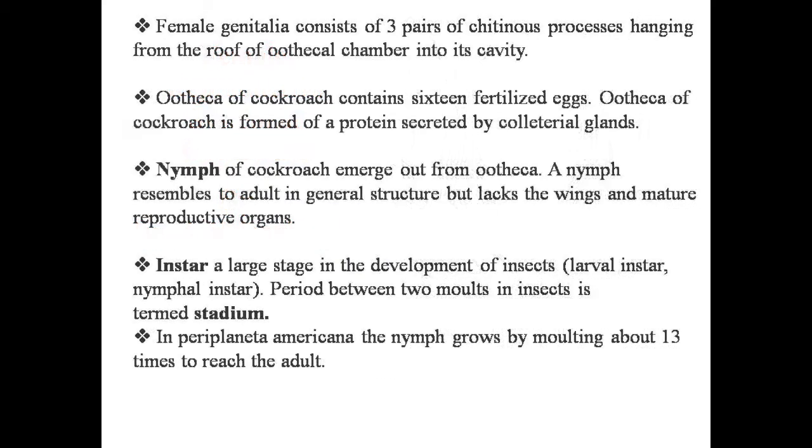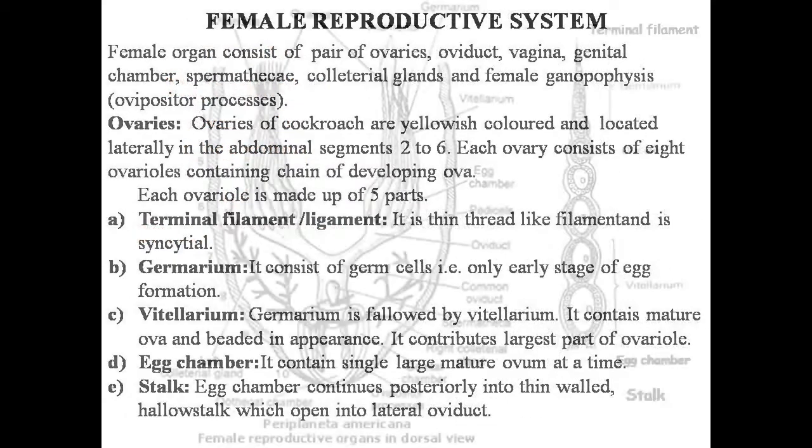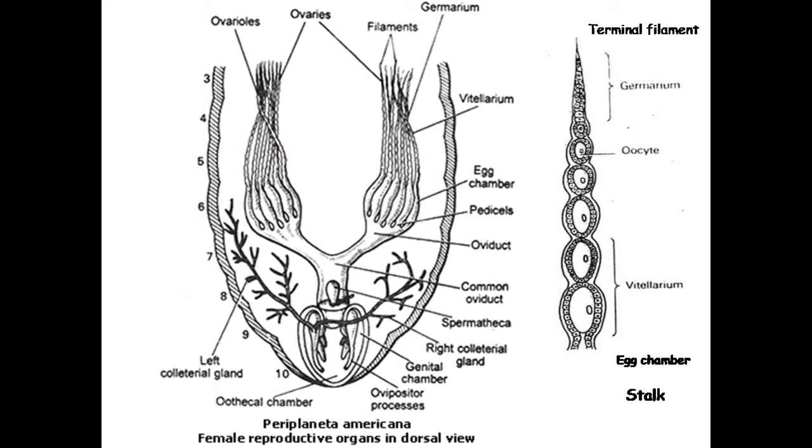So, in a nutshell, we can describe the female reproductive system of cockroach as comprising a pair of ovaries, each ovary having 8 ovarioles. Each ovariole comprises 5 parts. The first one is the terminal filament, which is syncytial. The second one is the germarium.